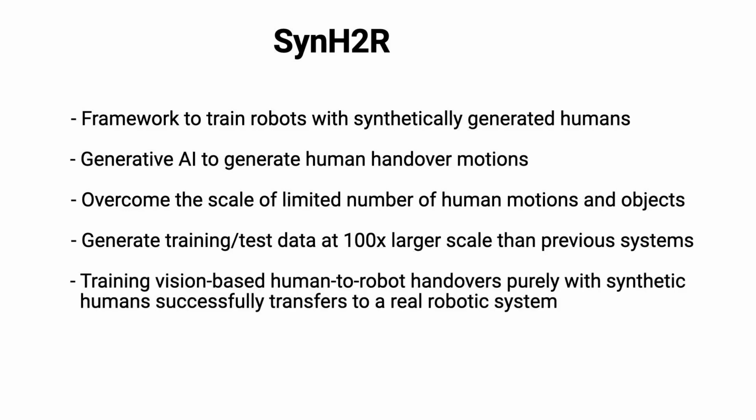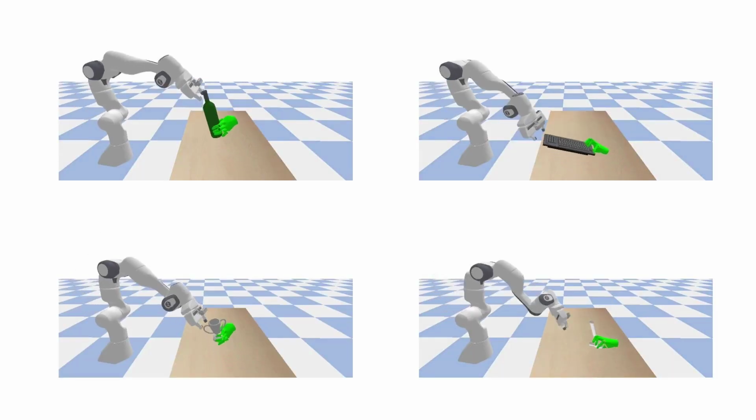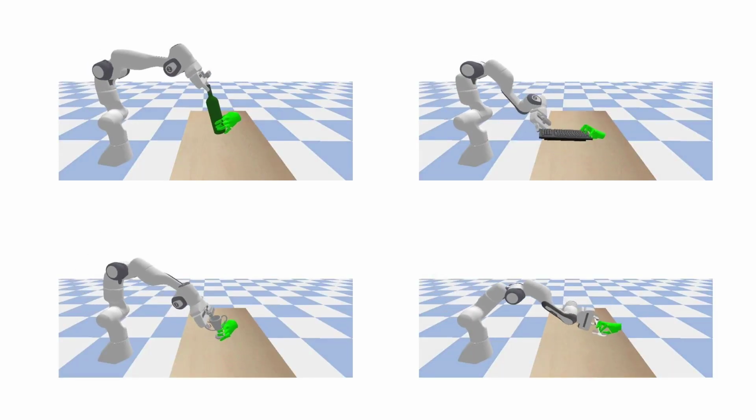We demonstrate that training vision-based human-to-robot handovers with synthetic humans successfully transfers to a real robotic system. Our method can learn to grasp a wide variety of objects with different shapes.